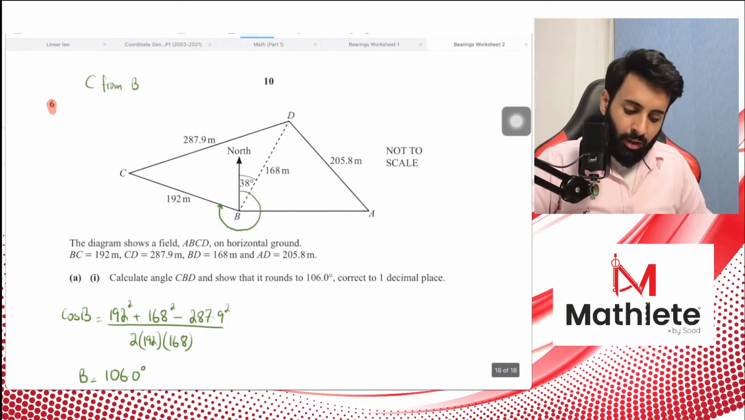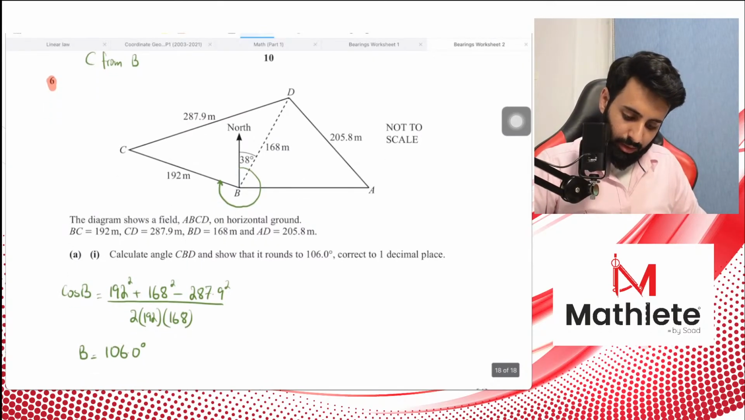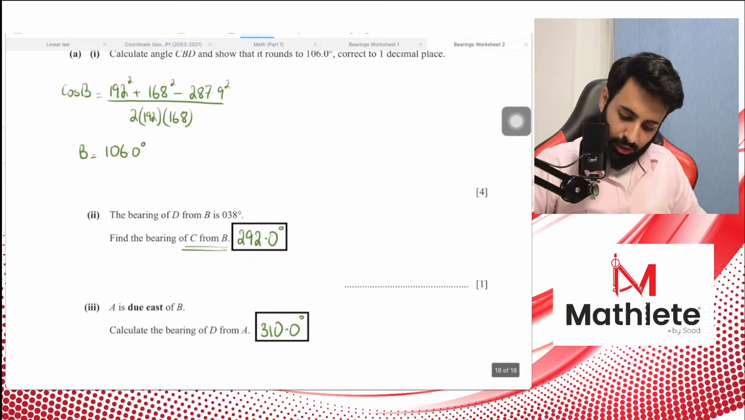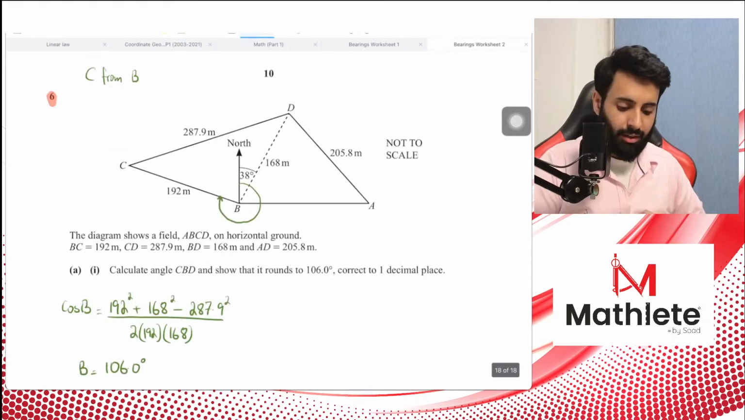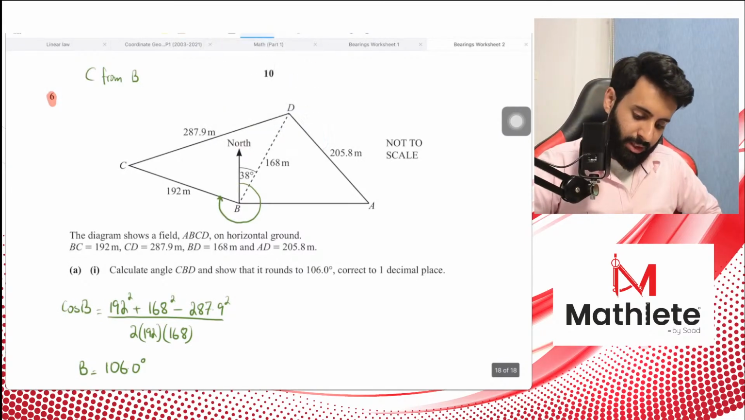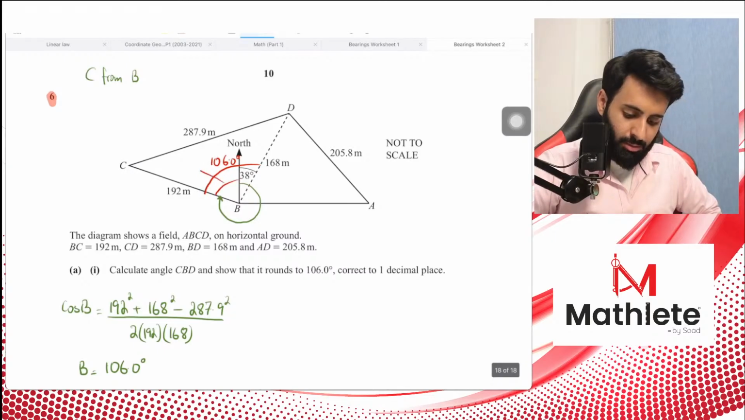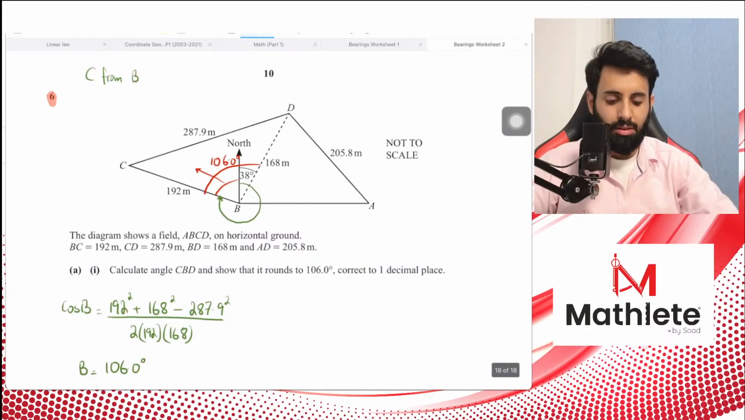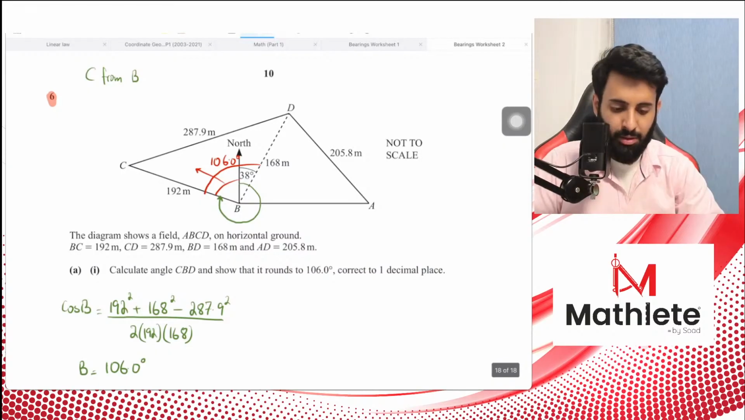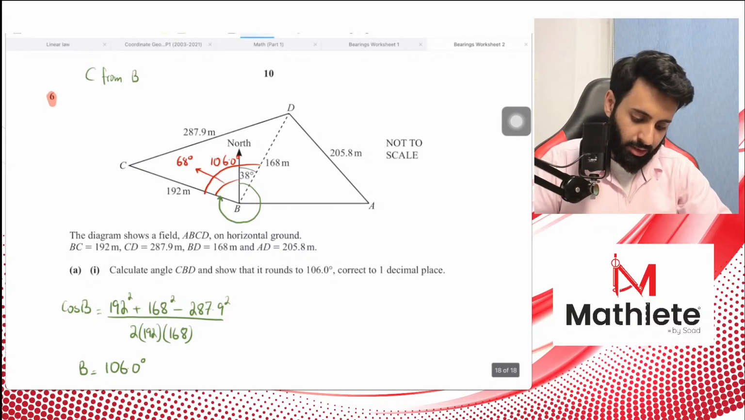Any suggestions, by the way? Basically this angle we worked out to be 106.0. Now if I can somehow find out what this angle is, I should be able to find out the bearing of C from B. So let's see if we can work out this angle. 106.0 minus 38, so that's equal to 68. So this angle is equal to 68.